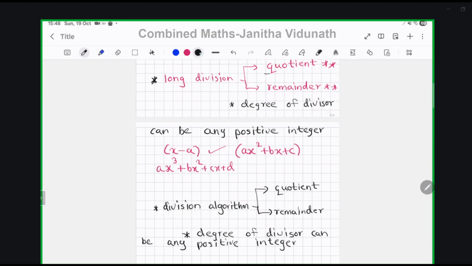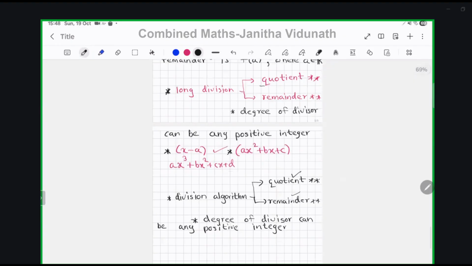That means from here also we can divide by x minus a and find our quotient and remainder. Or if we divide by quadratic polynomials, then also we can find quotient and remainder. Also, if we divide by a cubic polynomial or any other higher degree polynomial, we can still find our quotient and remainder.